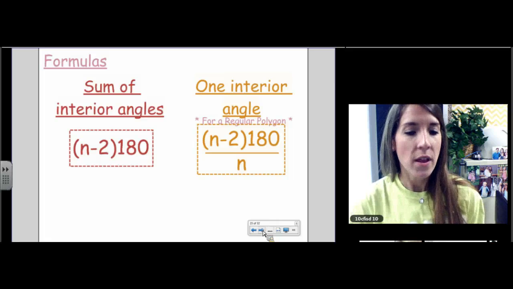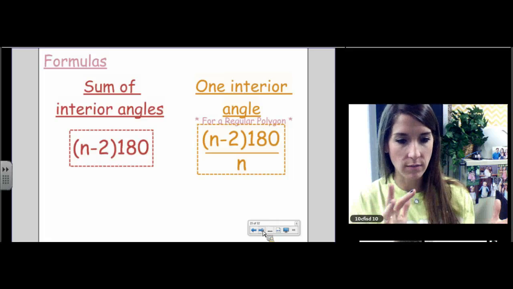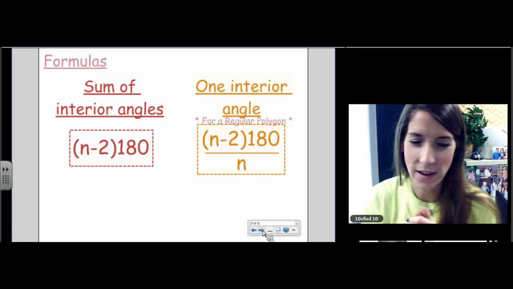What if it isn't regular? Then every angle is going to be different, and you'll have to solve it differently. No, you're not going to memorize the table.